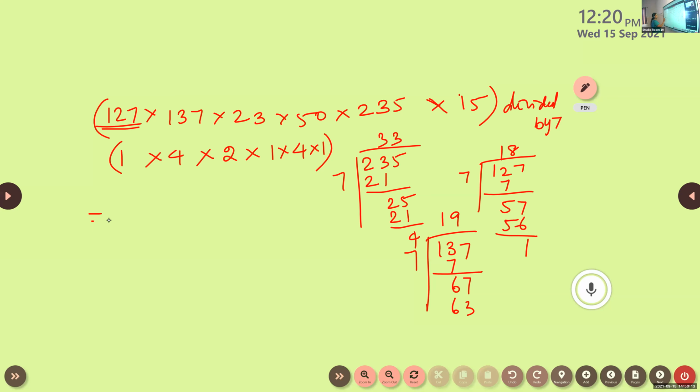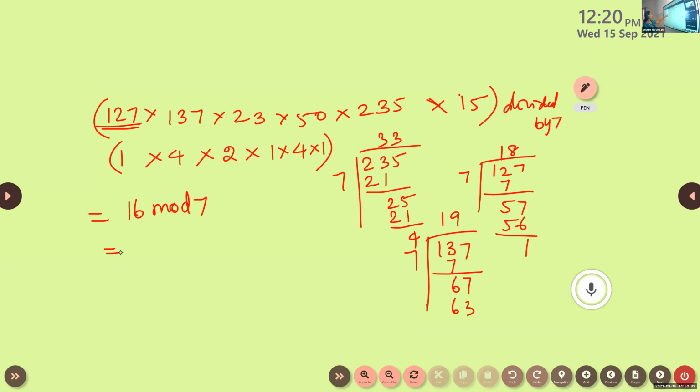So again, we have to take the product of all these things. 4 into 2, 8. 18 into 2 is 16. 16 mod 7. What is 16 mod 7? 2. 16 mod 7 is? Check it, children. Is it correct?